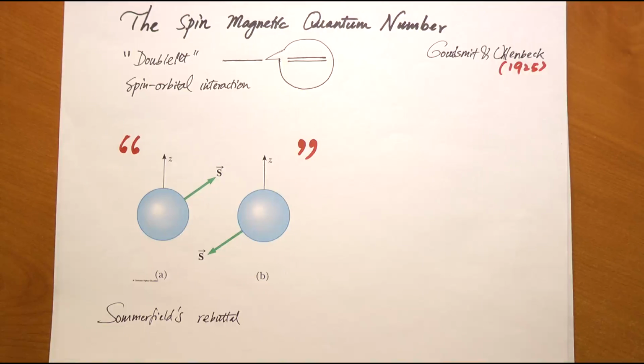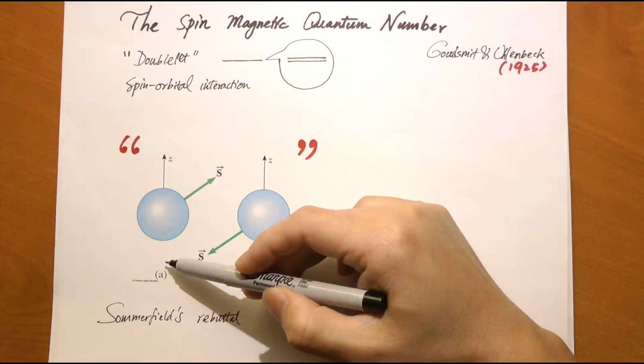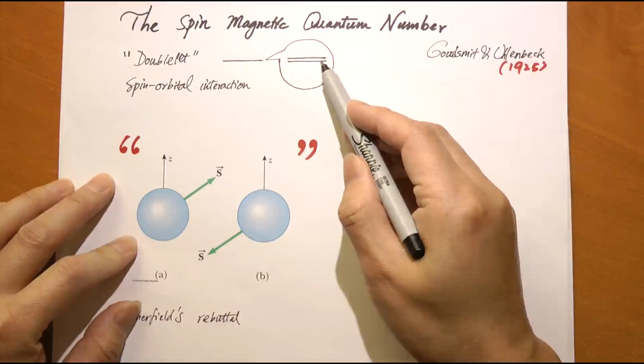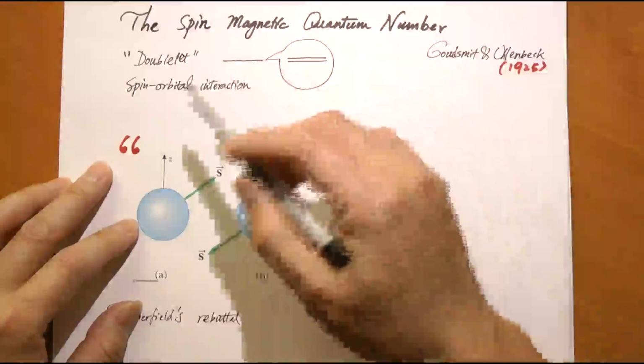And how many possible values of the z component of that spin angular momentum do we have? Well, it looks like there are only two, because that's how we have a doublet, right? So you add the spin angular momentum, which interacts with the orbital motion of the proton.